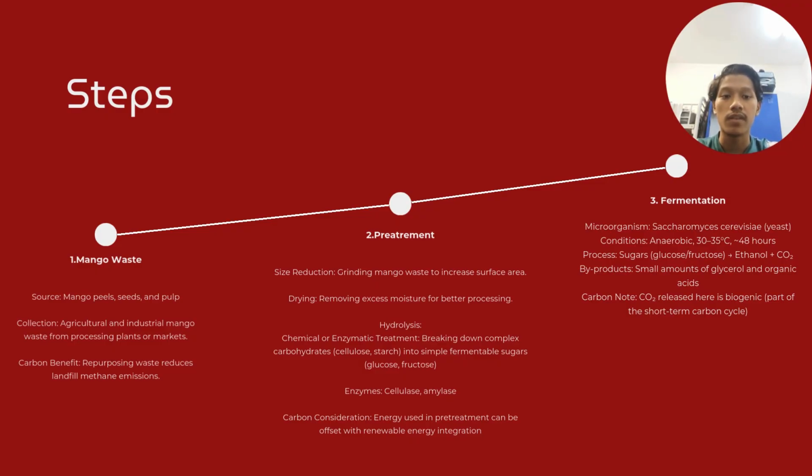The third step is fermentation. By fermenting the mango waste using yeast in an anaerobic condition between 30 to 35 degrees Celsius for about 48 hours, we can turn the sugar into ethanol and carbon dioxide. There are some small byproducts, which are glycerol and organic acids. The carbon dioxide released here is biogenic, which is part of the short-term carbon cycle.